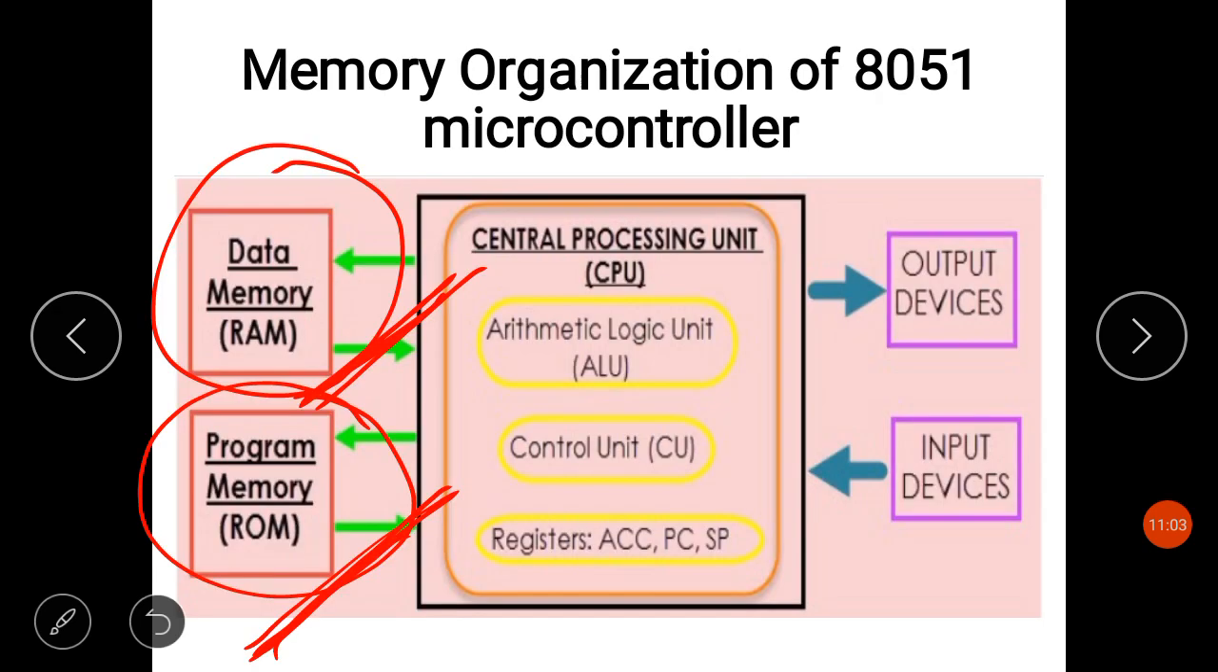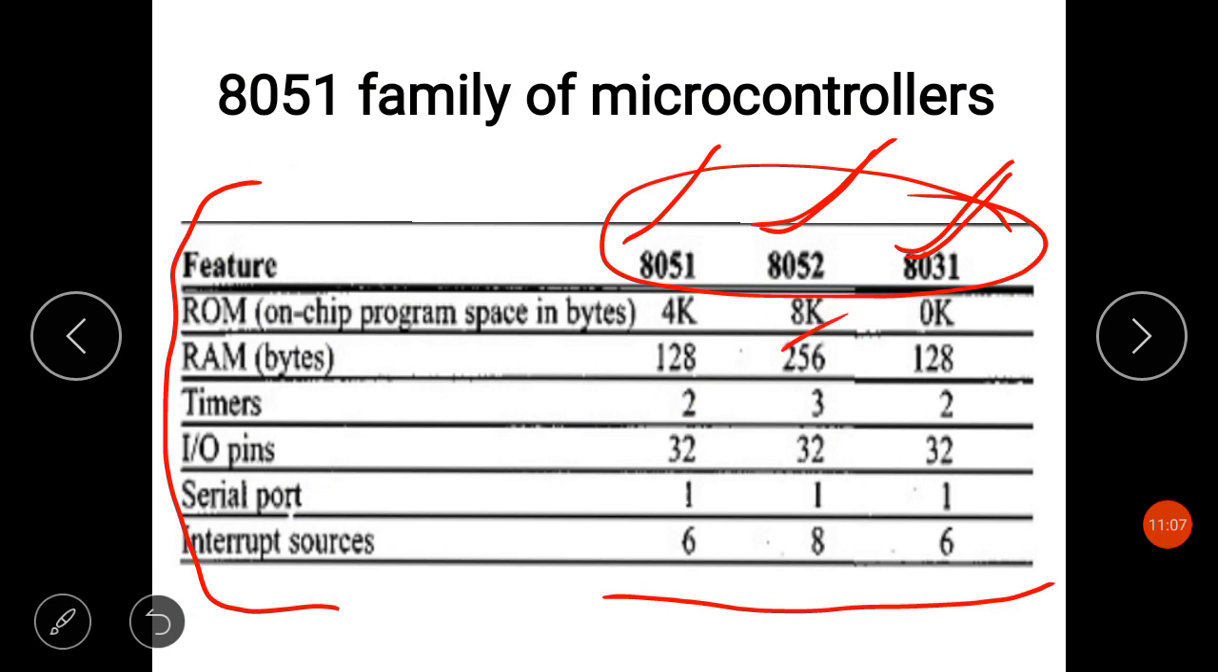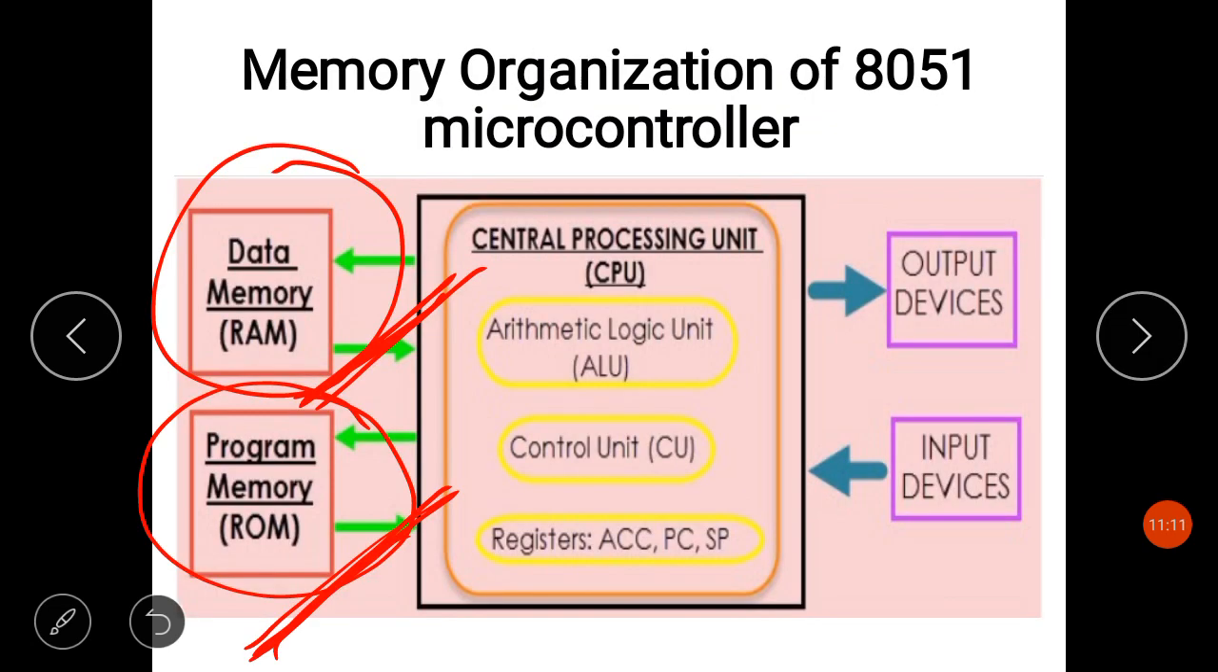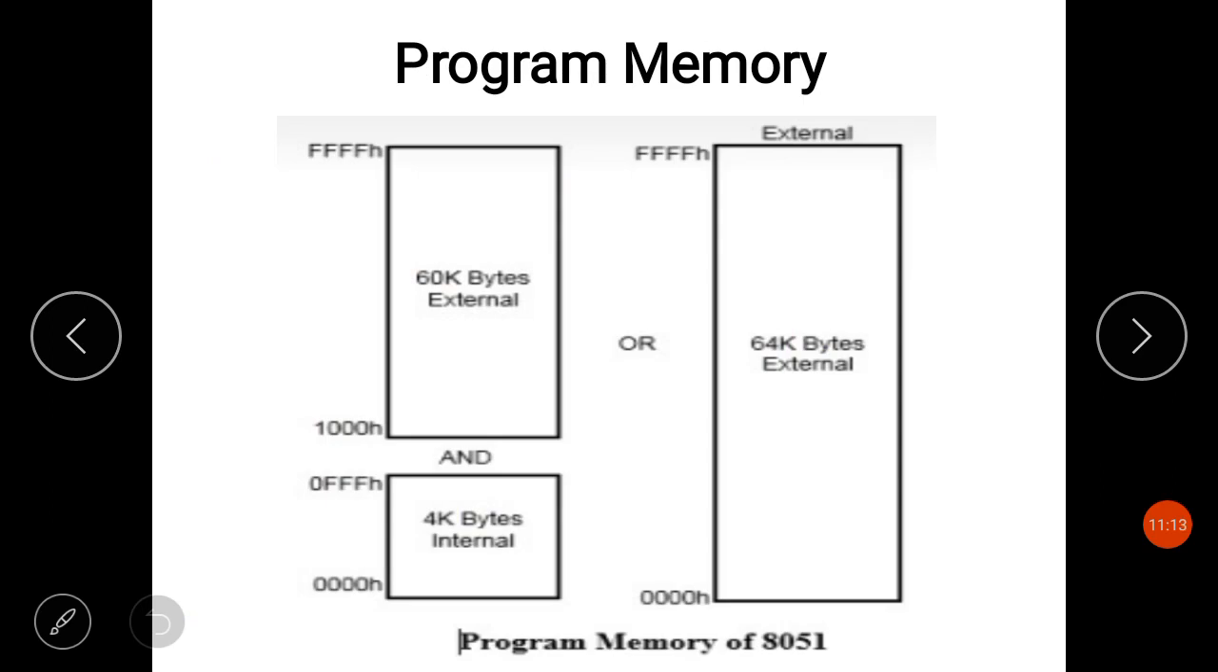I have already told you that the 8052 has 8 kilobytes of internal ROM. Now we'll talk about the original 8051 here only. So I'll be discussing the original 8051 program memory in my next lecture.